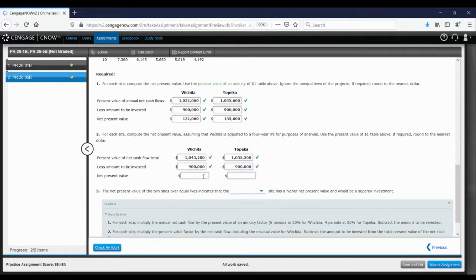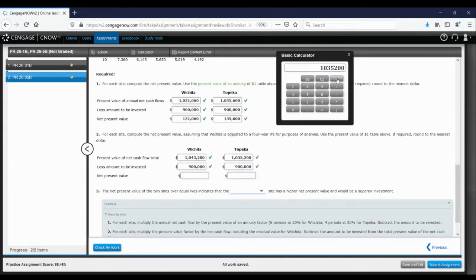And then you're going to determine the net present value by taking the total present value for Wichita and subtracting out $900,000. And that will leave you with a net present value for Wichita of $143,280.